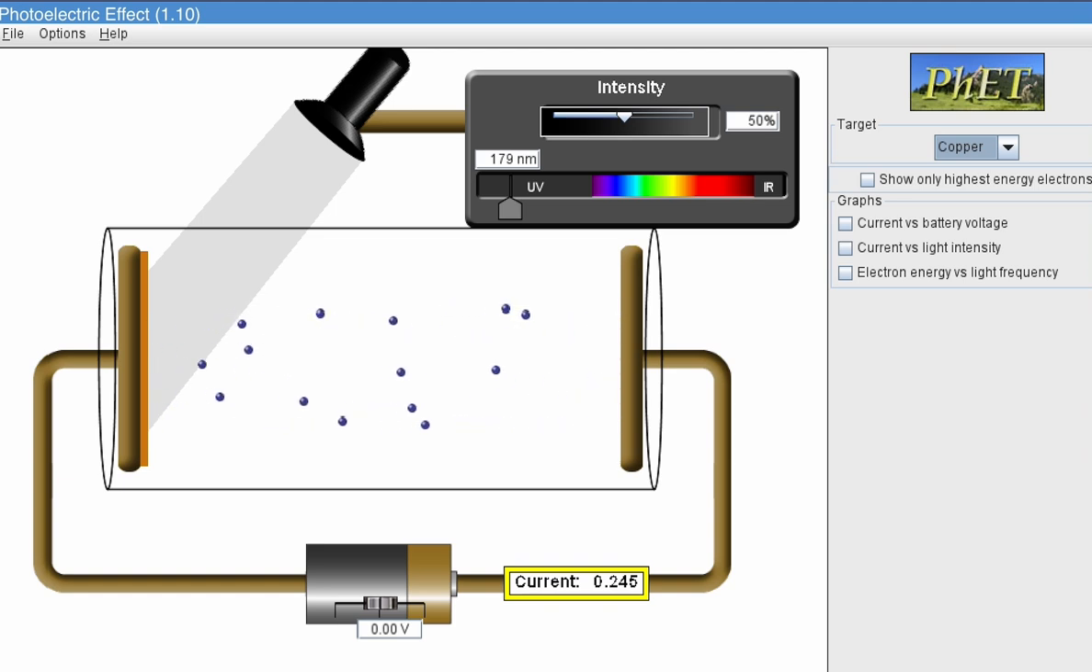So all these things are very necessary for you to be able to interpret, analyze, and understand the process of photoelectric effect. I hope this was a fruitful lesson.